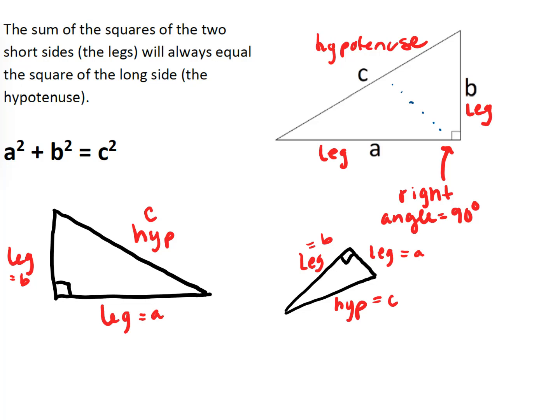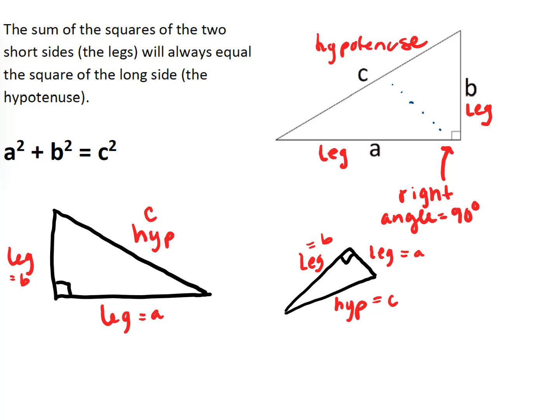Now, just to be clear on this real quick, the way I labeled A and B, I could have flip-flopped these. So right here in this particular triangle, I called the shortest side of this triangle A, and the longer of the two short sides B. But I could have flip-flopped those. It doesn't matter which one you label as A and which one you label as B, as long as you have the hypotenuse labeled as C. So it might be best to label the hypotenuse first.